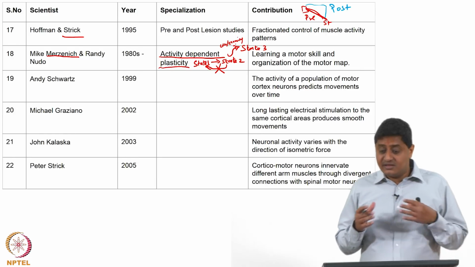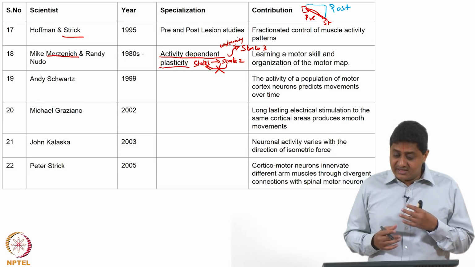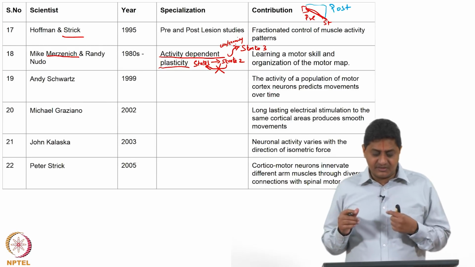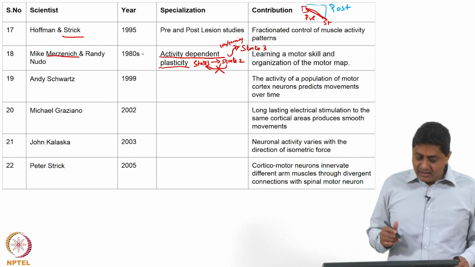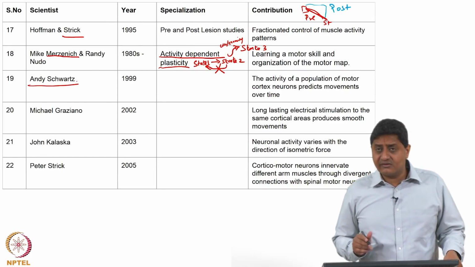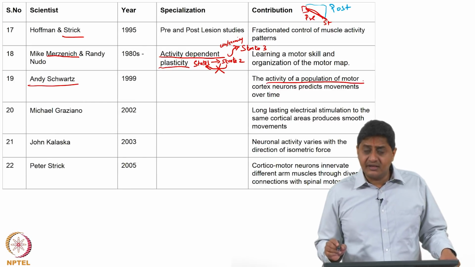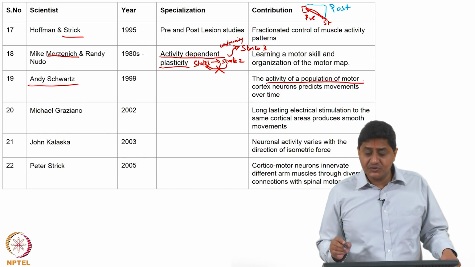This means that the brain is continuously remodeling itself. So, there are dynamic alterations in the brain structure as we go along. Then the work of Andy Schwartz, where activity of a population of motor neurons can predict the actual trajectories of movements.